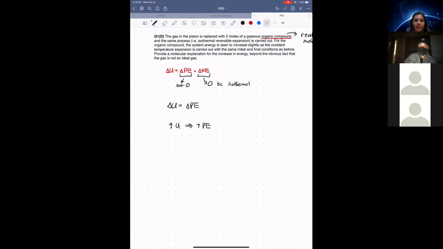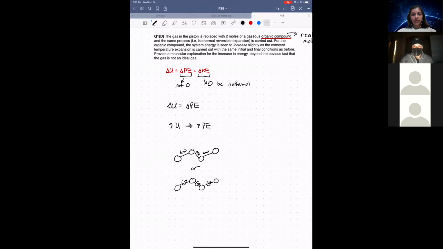And that's because real molecules can interact with each other and store energy in their bonds as rotational energy and vibrational energy. So if we have a molecule like this, it could store energy vibrationally, or it could do rotational. That's how energy is stored, and that's why energy increases.